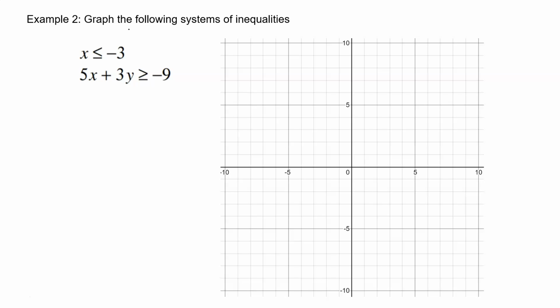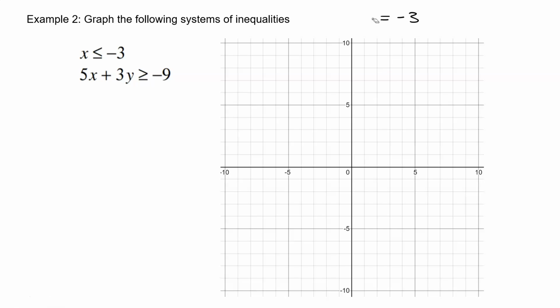Next example, example 2. This one's a little different because these are not in slope-intercept form. This first inequality, x is less than or equal to negative 3. If you recall back to our equations, if I wrote this as an equation, x equals negative 3, this would be a vertical line where x passes through all of the x equals negative 3 points, like that. So there's nothing we can do here to get it in a true y equals mx plus b form. We'll just have to leave it like this, and then we'll graph.